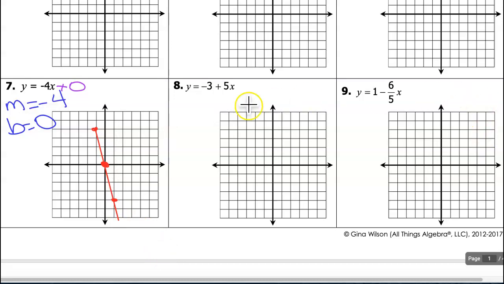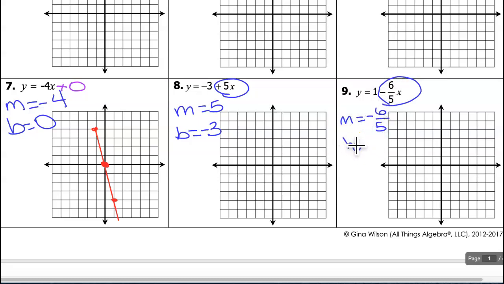And then for problems like 8 and 9, all they did was switch the order. So just remember, my slope is always going to be attached to my x. So here my slope is 5, my intercept is -3. Here my slope is -6/5. My intercept is 1.